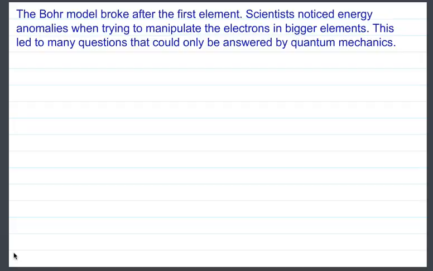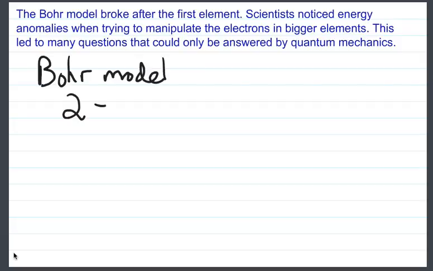Scientists noticed that there were energy anomalies when they were trying to manipulate the electrons in the bigger elements. So anything bigger than hydrogen, they noticed these weird things would start to happen with the electrons when they tried to manipulate them. This led to many questions that could only be answered by quantum mechanics. Now people hear that and they freak out. Don't worry, we're not going to get into the depths of the quantum mechanics, but we are going to get introduced to it. So the basic idea here is that Bohr's model was essentially a two-dimensional model. It didn't hold up in the real world.